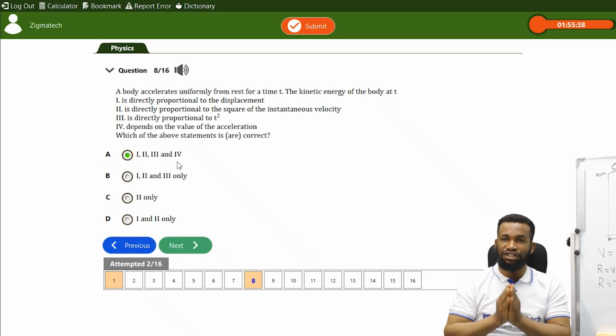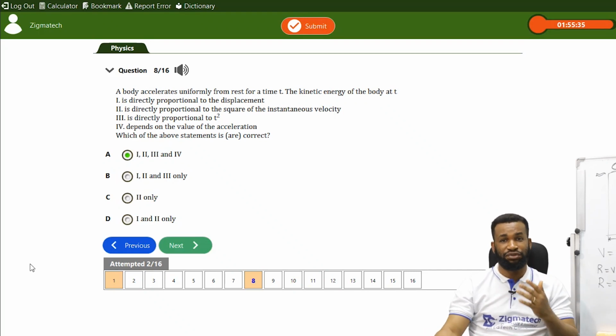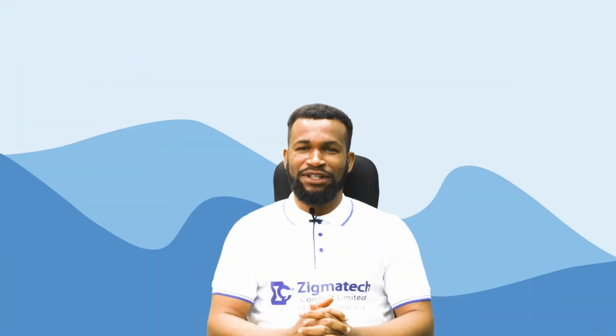Please, this lesson, you need to combine it with the lessons on projectile. That will be complete. Thank you for participating in today's class.